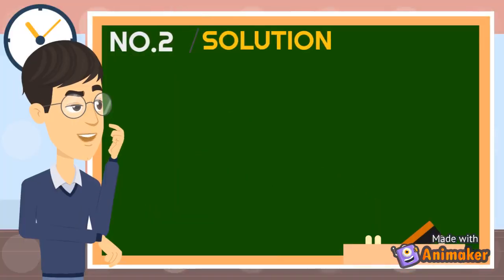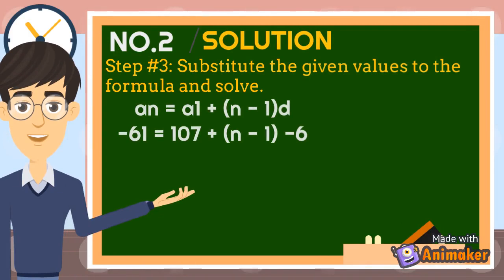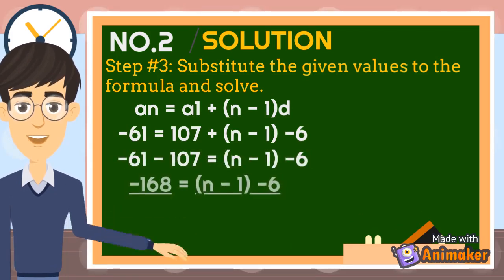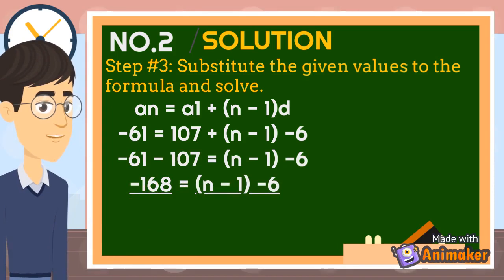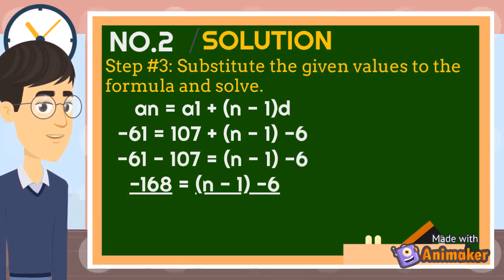For the final step, substituting all the given values in our formula, we now have negative 61 equals 107 plus the quantity of n minus 1, times negative 6. Next, we will subtract both sides by 107, for us to get the equation, negative 168, from adding both 61 and 107, since they are both negative numbers, equals the quantity of n minus 1, times negative 6.